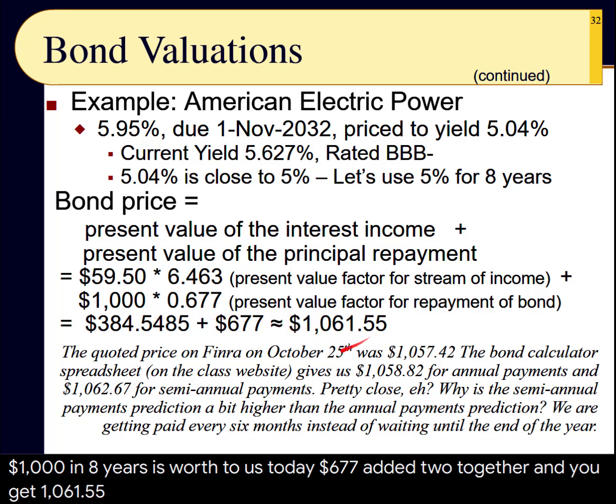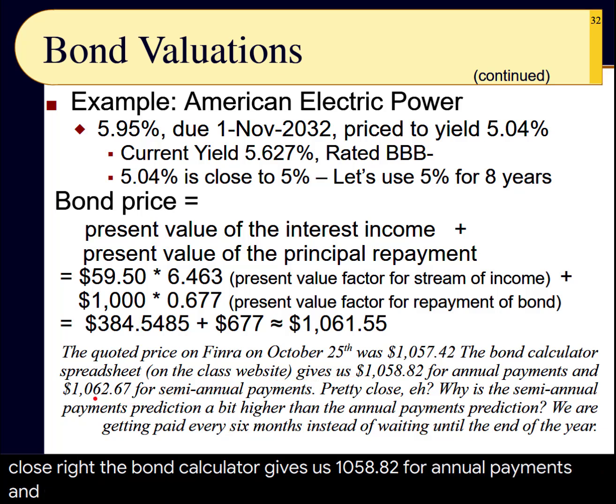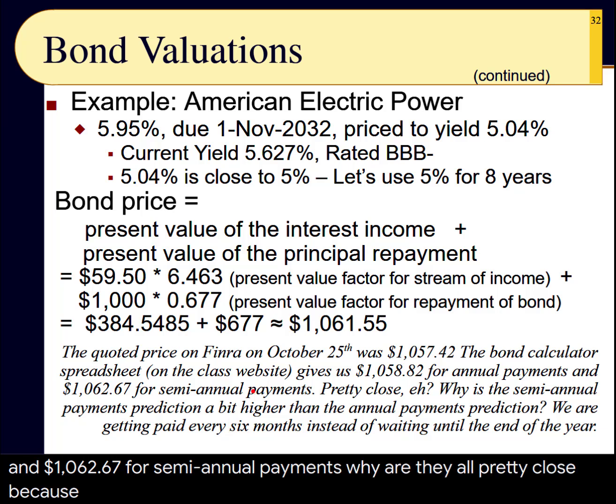Add the two together and you get $1,061.55. So the quoted price on October 25th was $1,057.42. Very close, right? The bond calculator gives us $1,058.82 for annual payments and $1,062.67 for semi-annual payments. Why are they all pretty close? Because bonds are fixed.